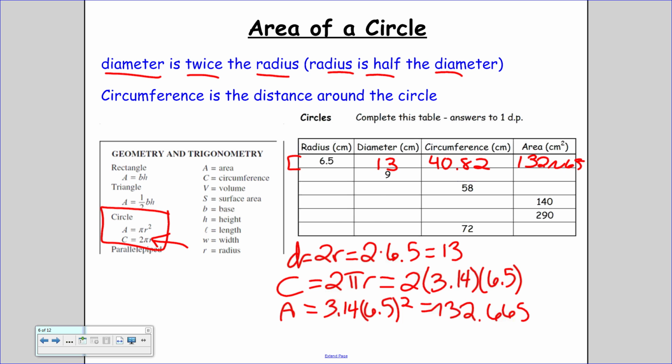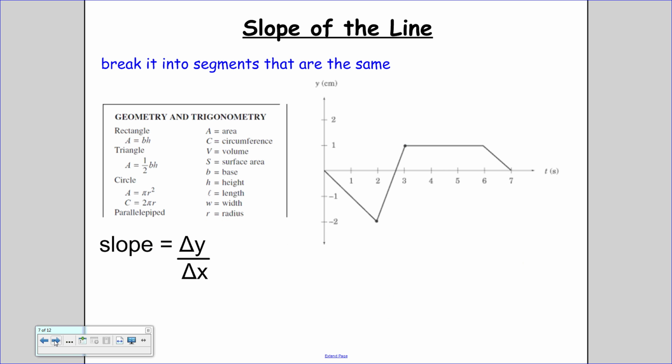Okay? I'm sure you've all calculated areas before, and you've also calculated slope before. We're going to go over it again because both area and slope are hugely important because they mean things in physics. They're not just numbers. They have meaning. Okay? When you're doing a slope, if it's a graph like this, you're going to have to break it into segments. Just like you broke it into shapes, you're going to have to break it into segments.